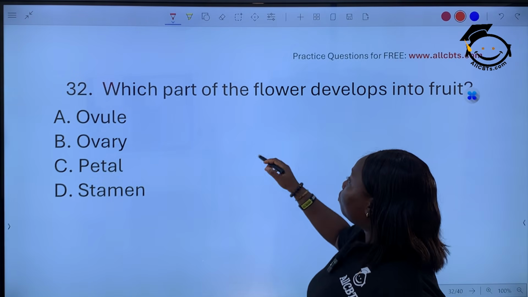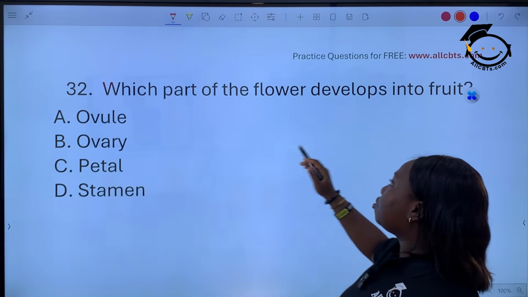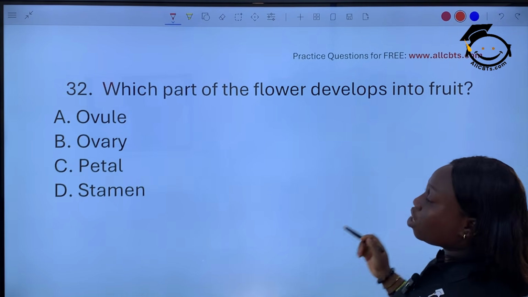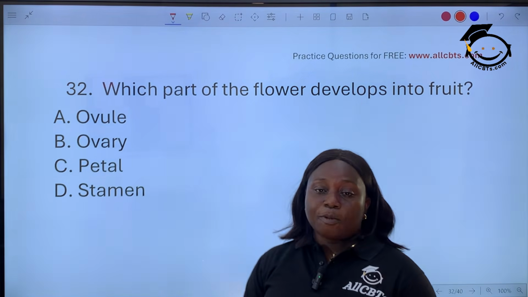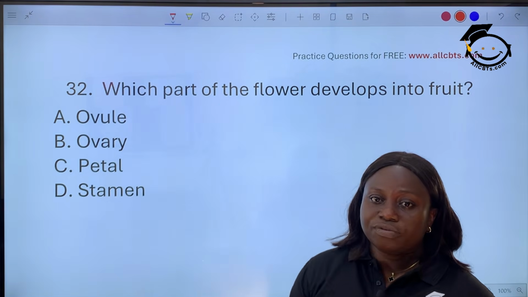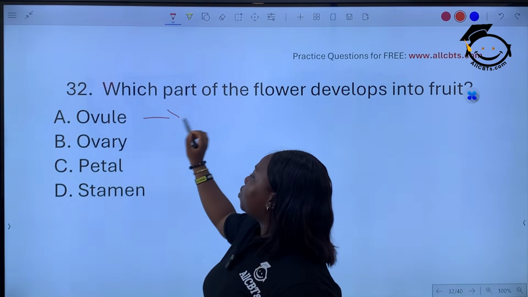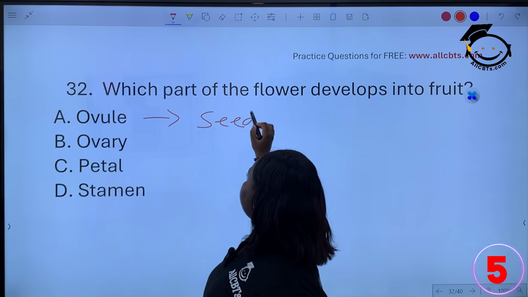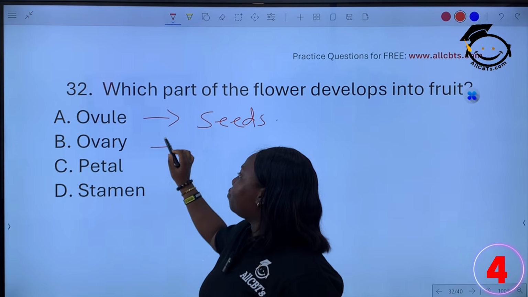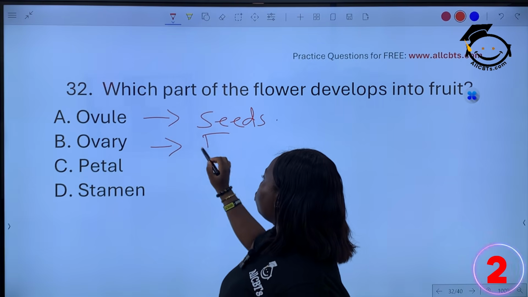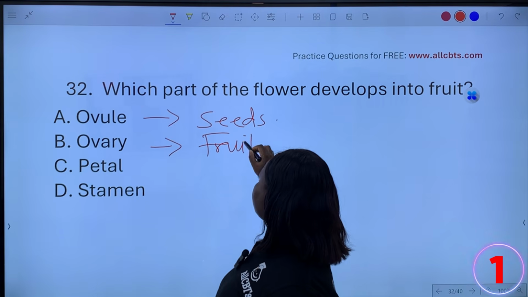Now, okay, number 32, which part of the flower develops into a fruit? Which part of the flower develops into a fruit? Now, the ovule will develop into the seeds. The ovary will develop into the fruit.